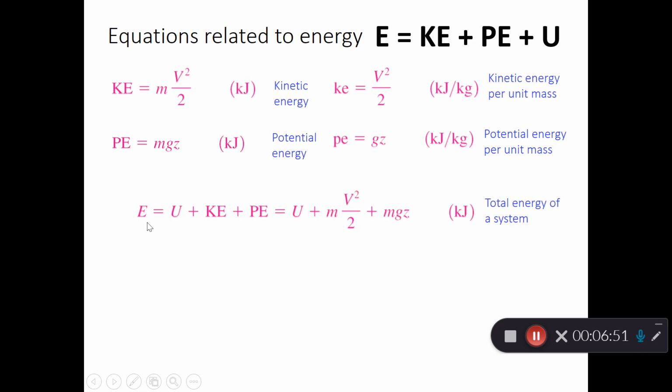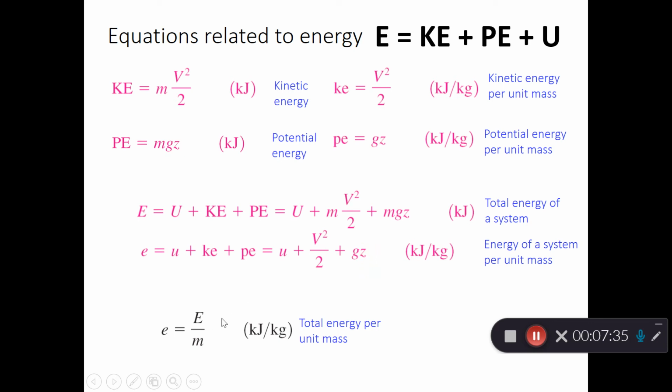And so this equation, the one that you've seen here, can be written as U plus mv squared over 2 plus mgz. So like I said, you can calculate these two terms, and U has to come from either experiment, which is not what we're going to do, or the property table. Okay, so per unit mass, if you divide the entire equation with mass, kilojoule here becomes kilojoule per kg, and all the terms just become small letters, and this will not have the mass term here. This one also will not have the mass term.